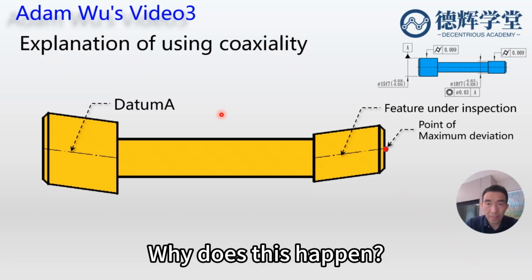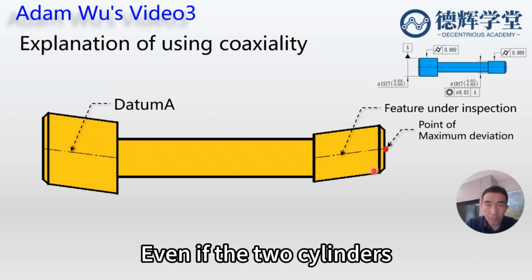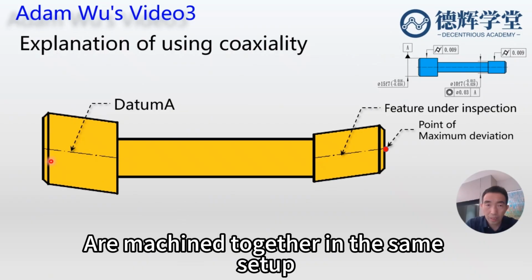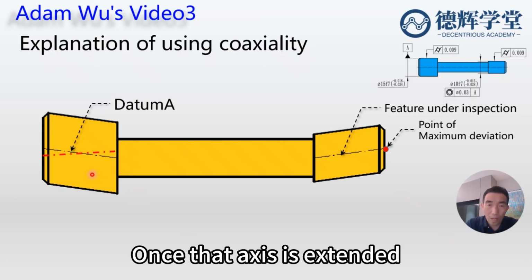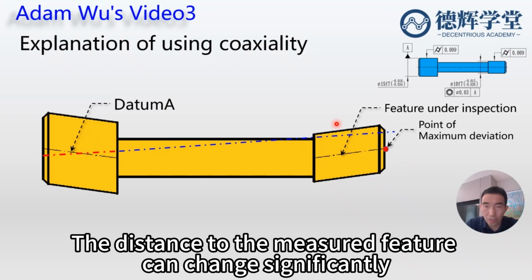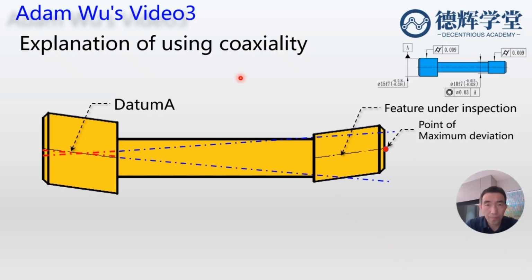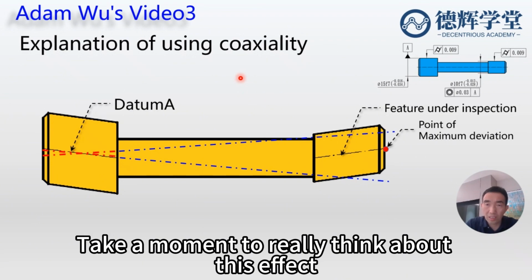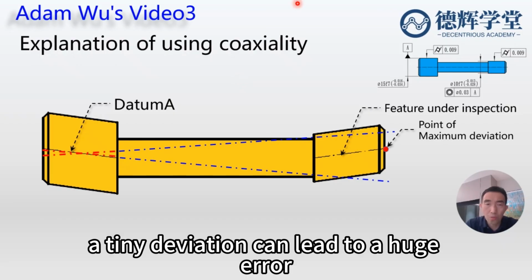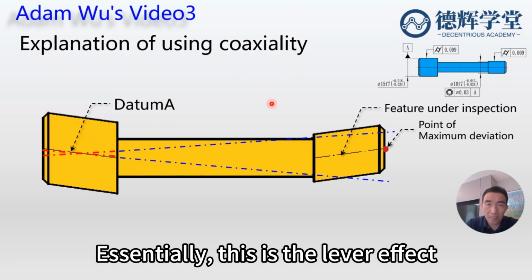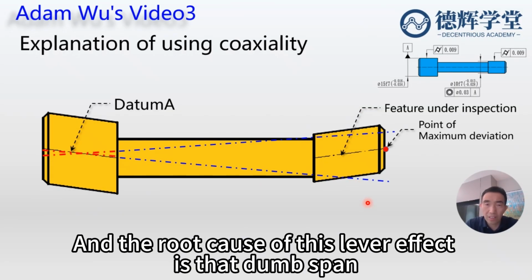Why does this happen? Even if the two cylinders are machined together in the same setup, if the axis at the datum end shifts even slightly, once that axis is extended, the distance to the measured feature can change significantly. Take a moment to really think about this effect. As the saying goes, a tiny deviation can lead to a huge error. Essentially, this is the lever effect, and the root cause of this lever effect is that time span.